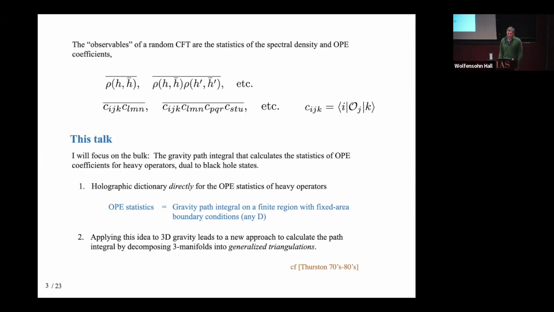This, in fact, leads to a new approach to calculate the path integral by decomposing 3-manifolds into tetrahedra. Actually, they're not ordinary tetrahedra. They're what are called generalized tetrahedra. And this is something that the mathematicians will tell us is a useful way of decomposing 3-manifolds with boundaries. And so we'll get into this problem of generalized triangulations, which is a decomposition into these generalized tetrahedra.